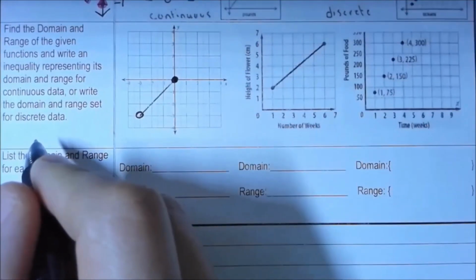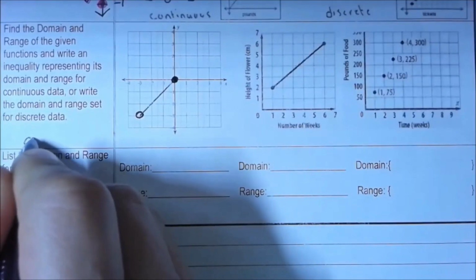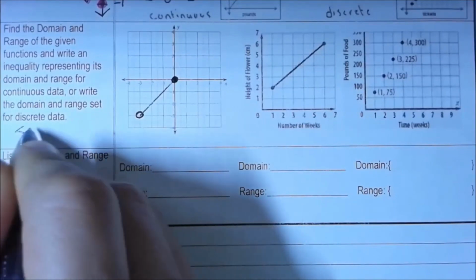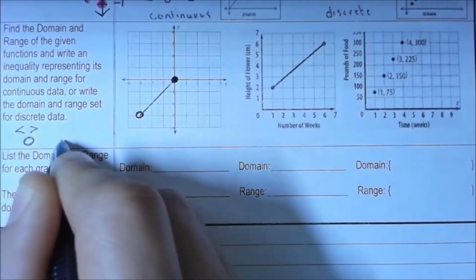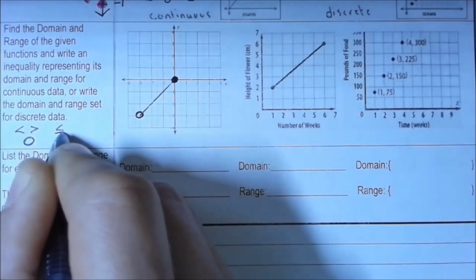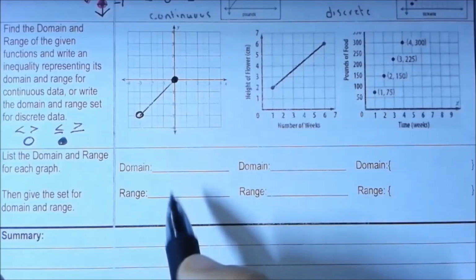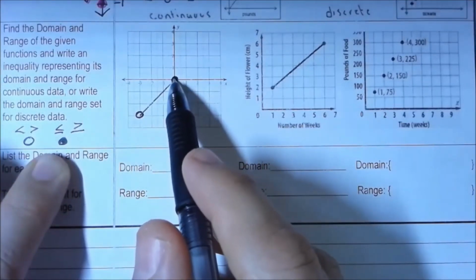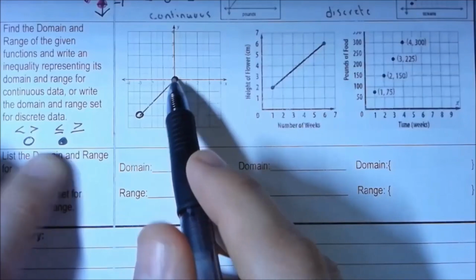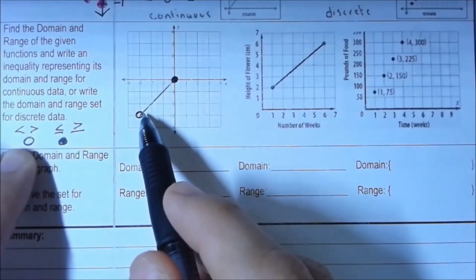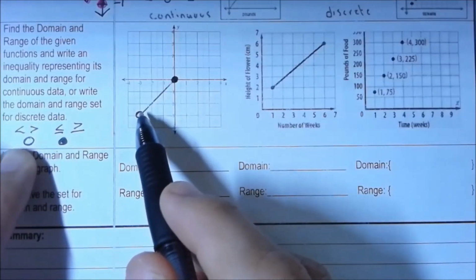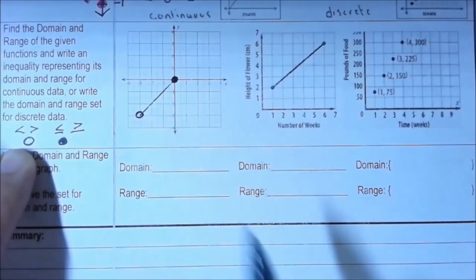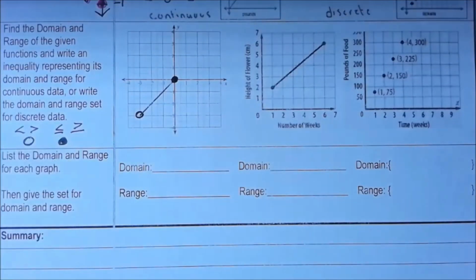For instance, whenever you have an open dot, you will use the less than or greater than symbol. Whenever you have a closed dot, you will use the less than or equal to or greater than or equal to symbol. And the reason is when you have a closed dot, it means it actually touches that number, so it can be that number. But when you have an open dot, it means that you get close to that number, but it never actually touches it.